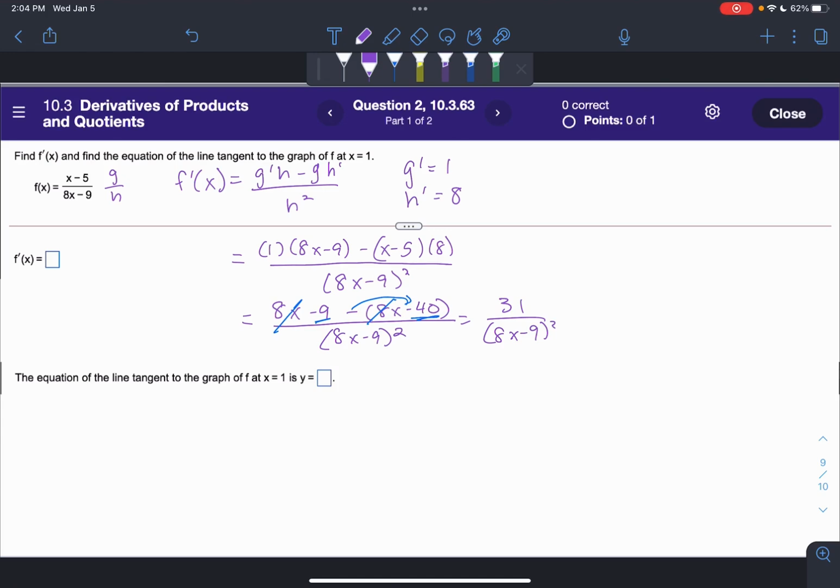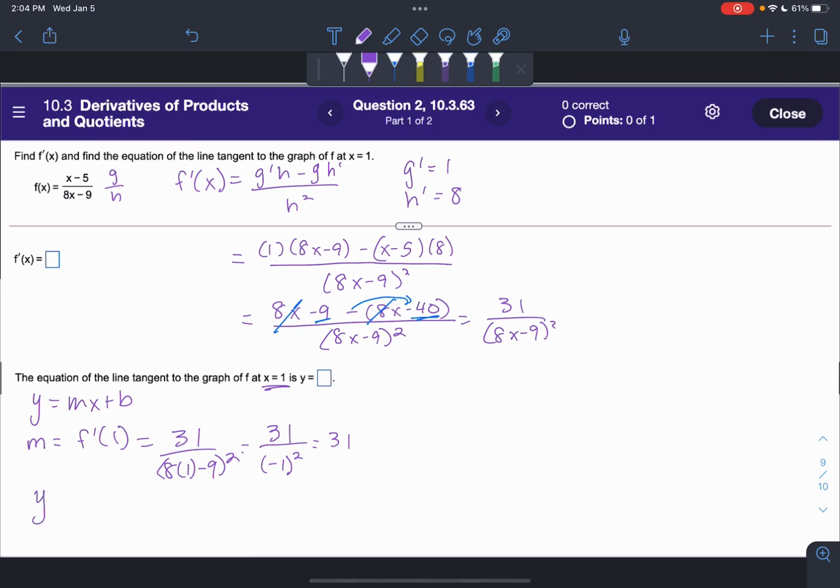For the second part, it's very similar to what we just did in the last question. I want this y equals mx plus b. At this point, x equals 1. So to find m, that's just going to be f prime at my point 1, which is given in the problem. It might be a different number in other problems, right? If this was at x equals 3, then I'd be plugging in a 3 here instead. But anyway, f prime of 1, so I'm going to plug in 1 into my derivative wherever I see an x. So I get 31 over (minus 1) squared, which is just 31.